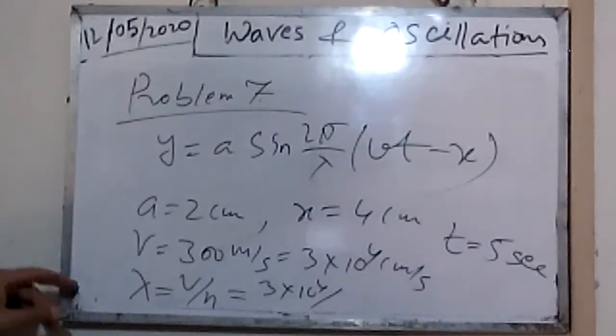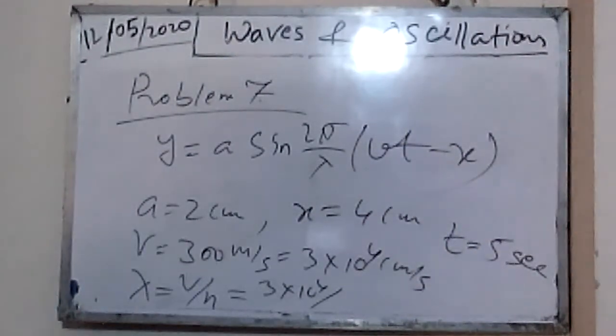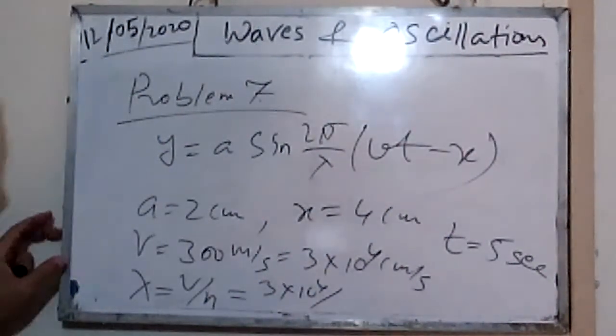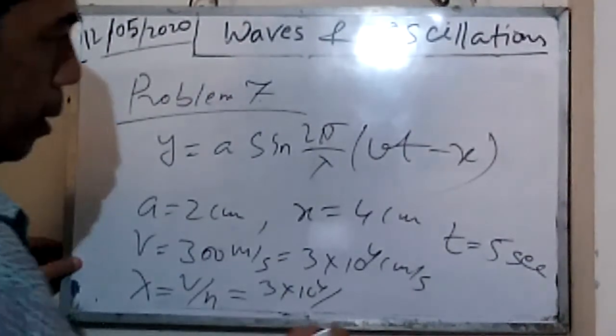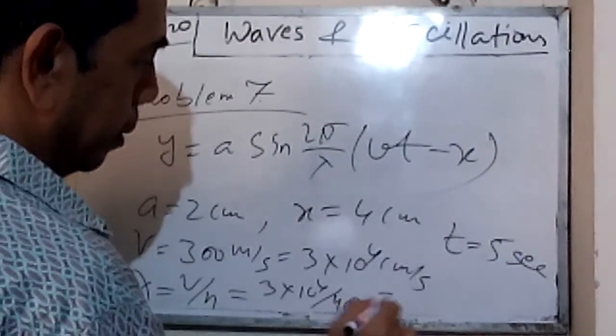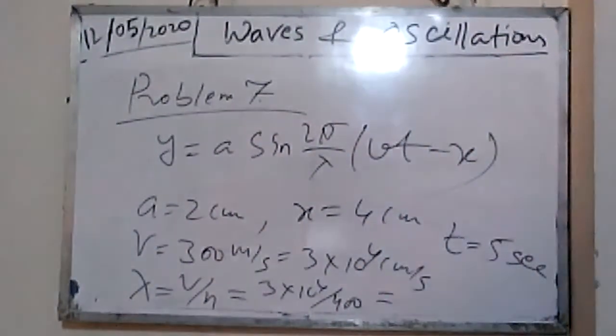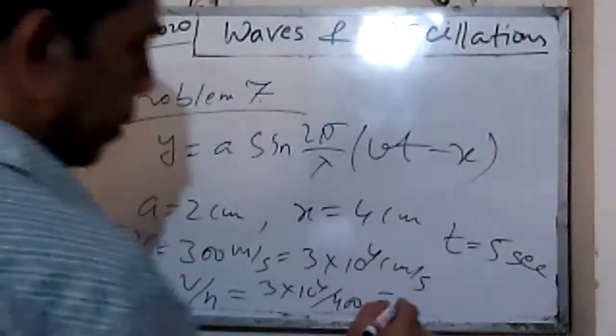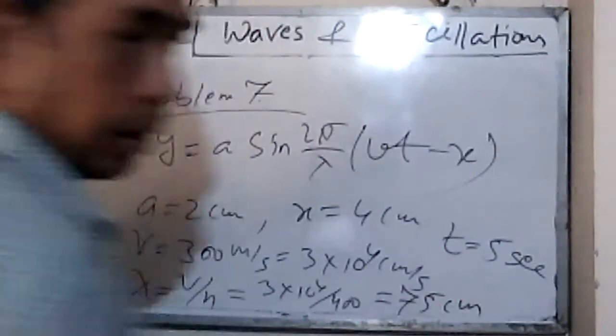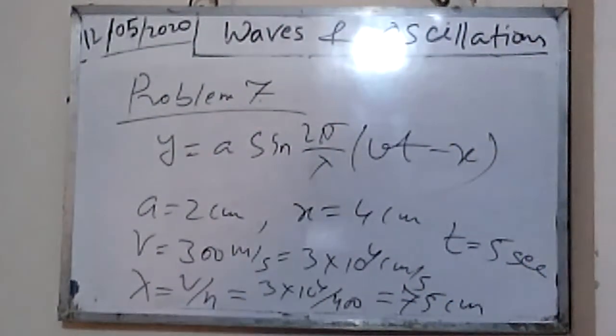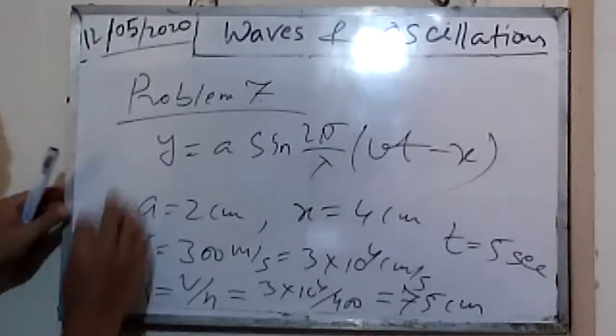Frequency n is also given in the question, frequency 400. Then you will get lambda equal to 75 centimeter. These are given.